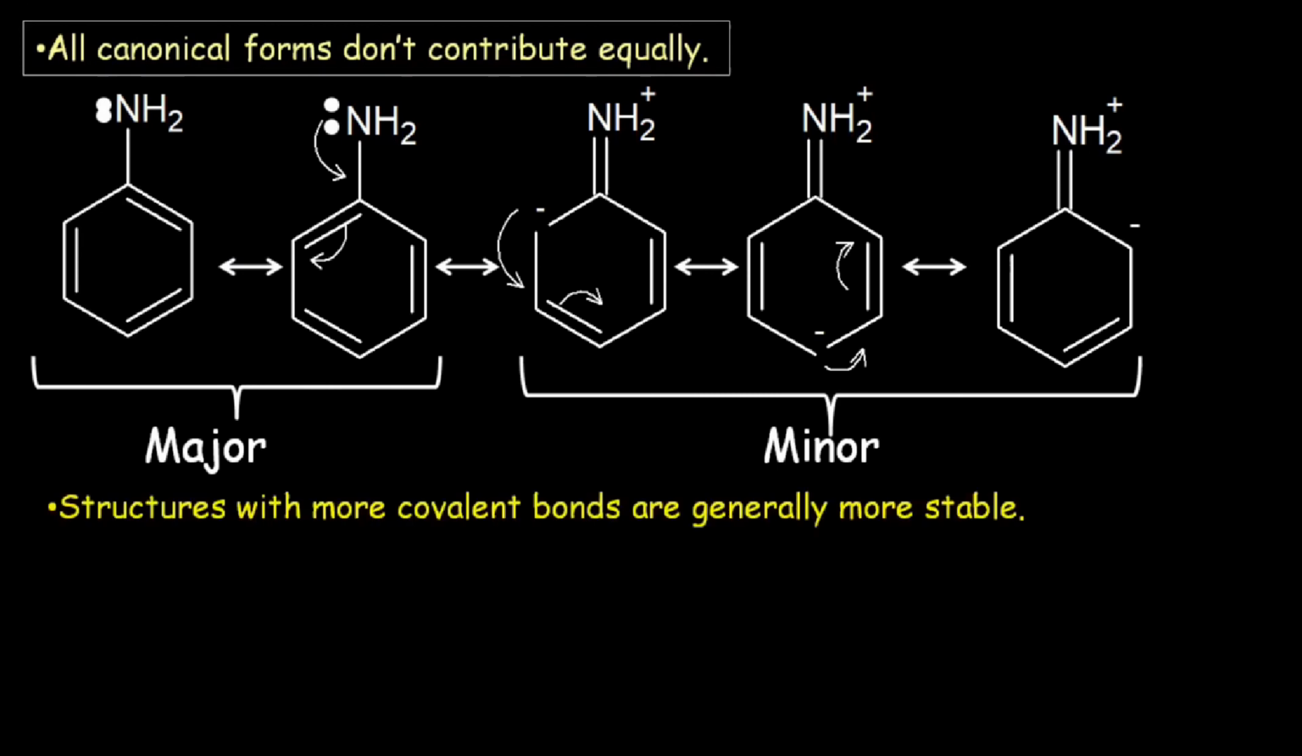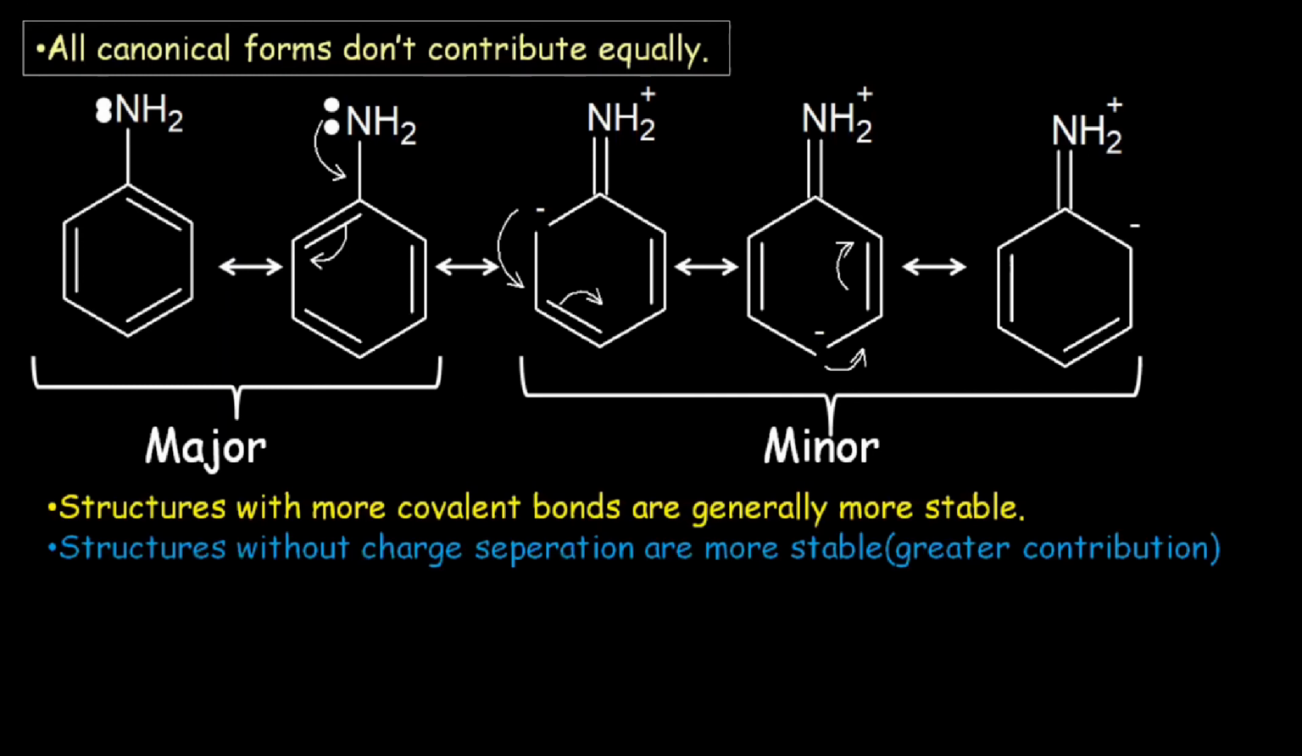According to the rules of resonance, the structures with more covalent bonds are generally more stable, and the structures without charge separation are more stable. The structure which is stable has major contribution. Secondly, the greater the charge separation, the less is the stability. The structure which has greater charge separation would be less stable.